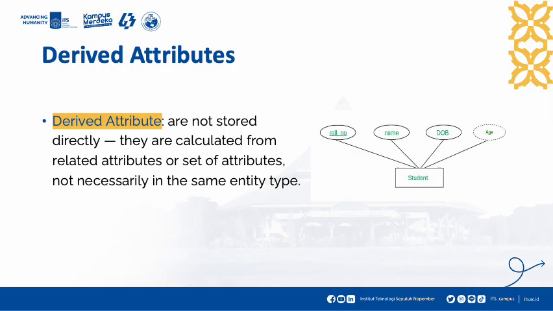And then the last one is derived attributes. Derived attributes are not stored directly. They are usually calculated from a related attribute or a related set of attributes, not necessarily in the same entity type. So let's say age in the student entity, maybe we can get the age attribute from the calculation of this year minus the year they were born, something like that.